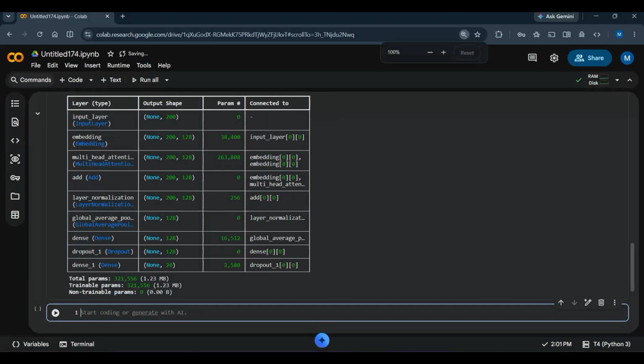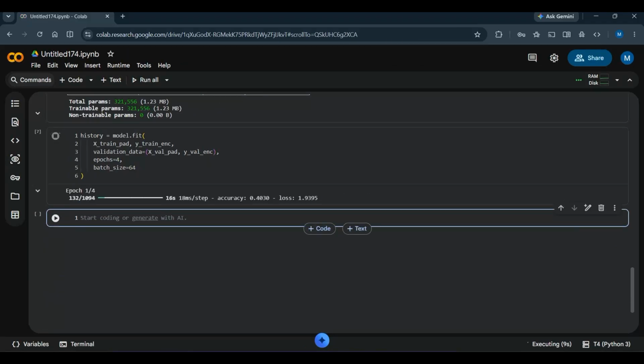Let's train. Thanks to the T4 GPU, training across 70,000 sentences takes just seconds per epoch.